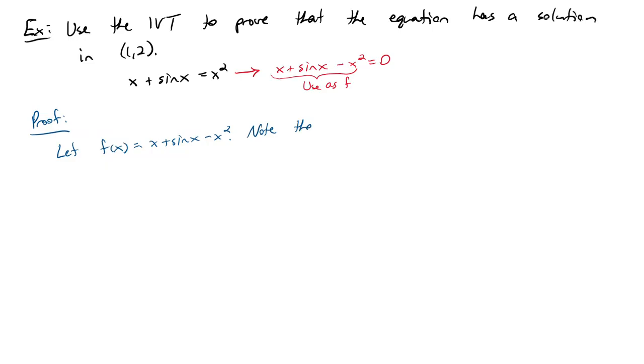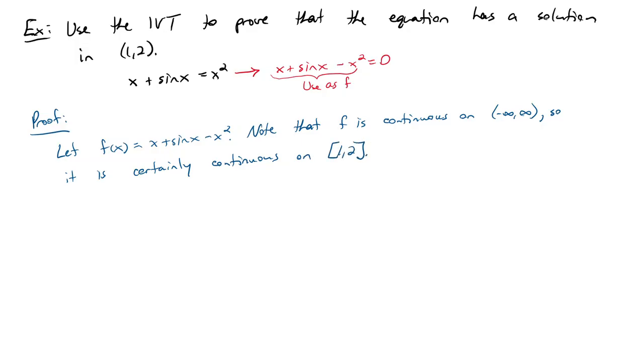So I'll use the words, note that f is continuous everywhere. So it's continuous from negative infinity to infinity. You know, these x, sine of x, and x squared don't have any domain restrictions, so it's continuous everywhere. So it is certainly continuous. You know, I want to define a closed interval that's relevant to the problem. If it's continuous everywhere, then it's also certainly continuous on the closed interval from 1 to 2.